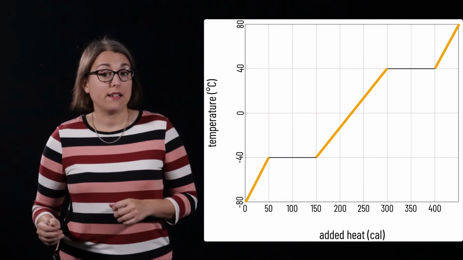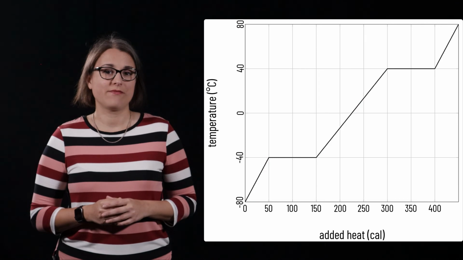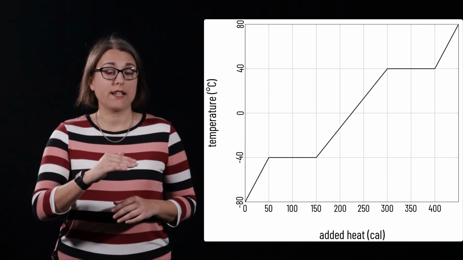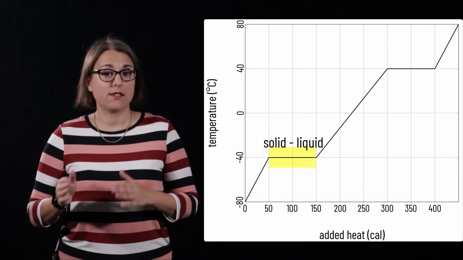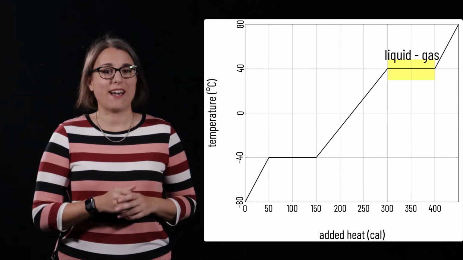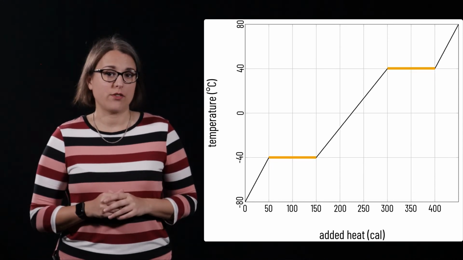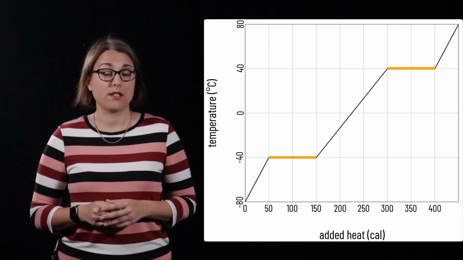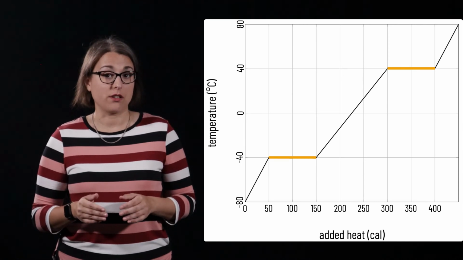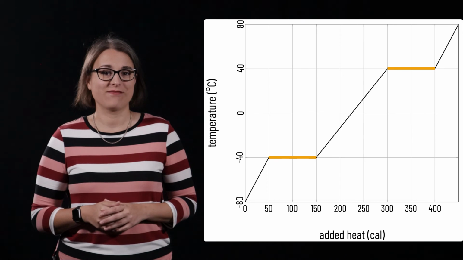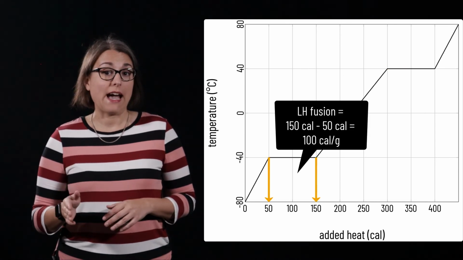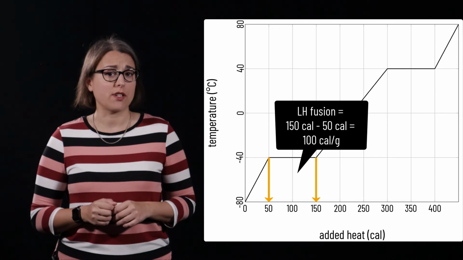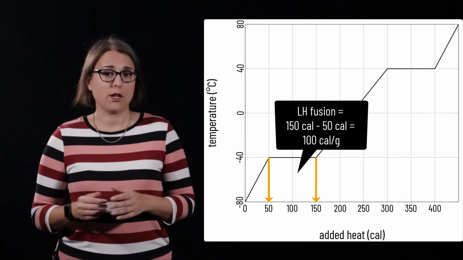When heat is added, the temperature increases. The straight, horizontal line areas of the graph correspond to the transition between states, solid to liquid and liquid to gas. In these sections of the graph, heat is added to a substance, and instead of the temperature changing, the phase is changing. The latent heat of fusion can be determined by reading how many calories it takes to convert the substance from a solid to a liquid.